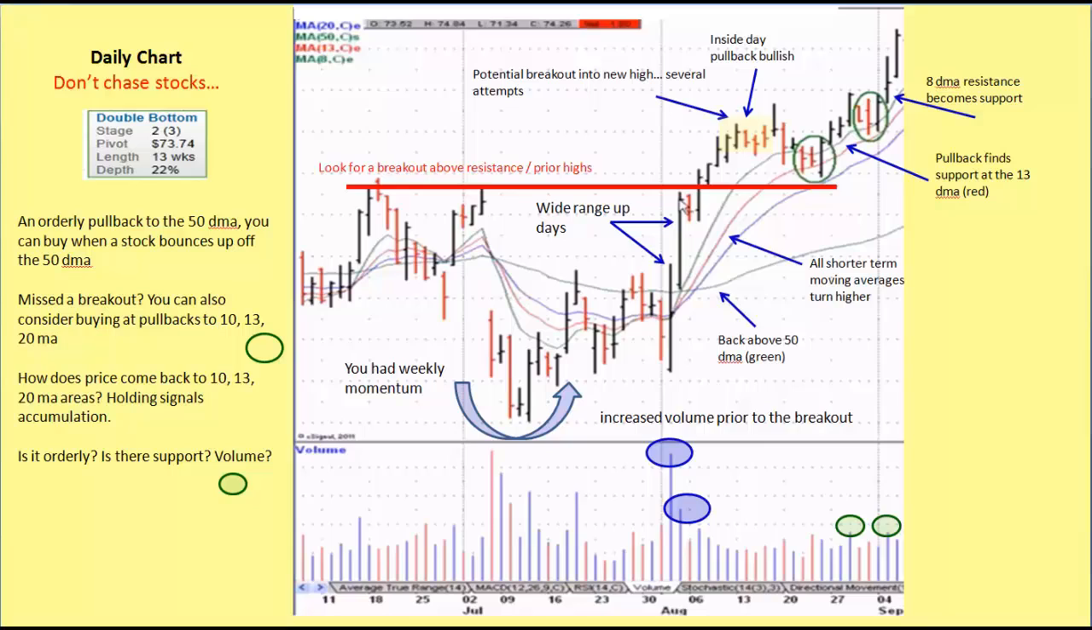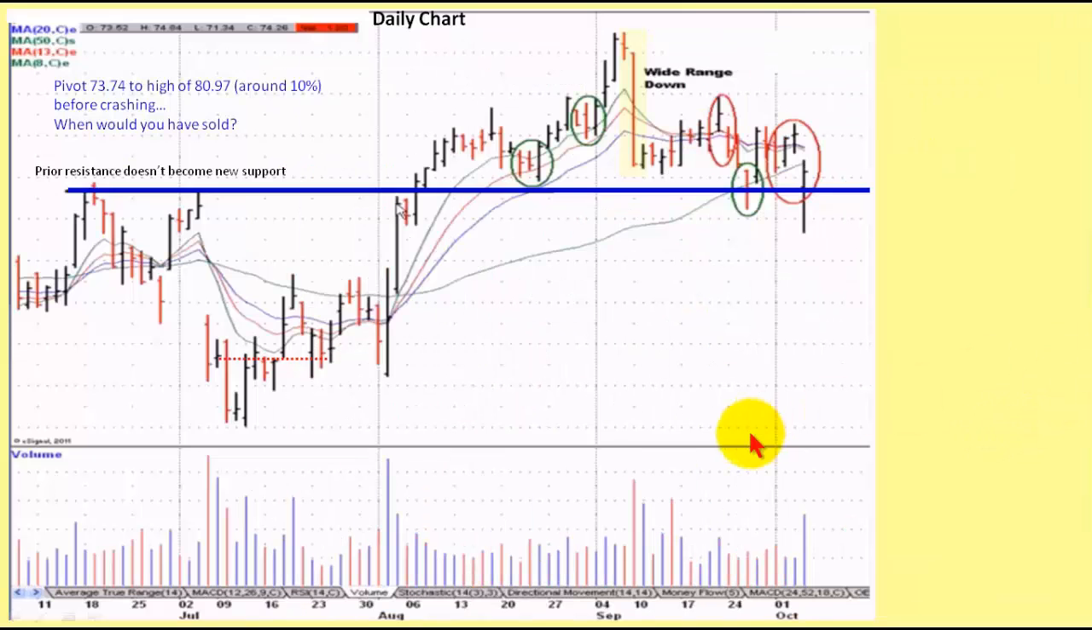So whenever I see price bounce off a key moving support and move up strongly with increased volume on a wide range bar or just up with a strong close, I consider that a positive sign and a sign of strength. So let's take a closer look at this stock. It had a pivot point of 73.74 and it went to a high of about $80, $81, which is around 10% before crashing. So it had this slight sideways consolidation, wide range bar breakout to the upside, moves past prior resistance, pulls back, and that resistance becomes support, and it continues higher.